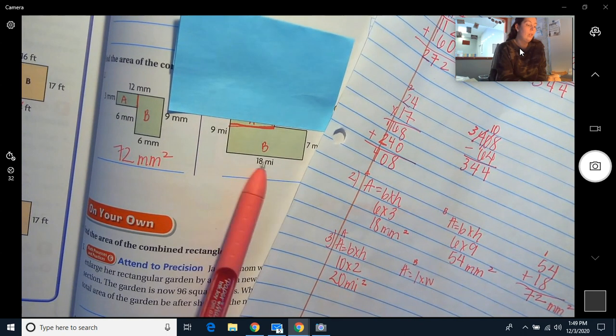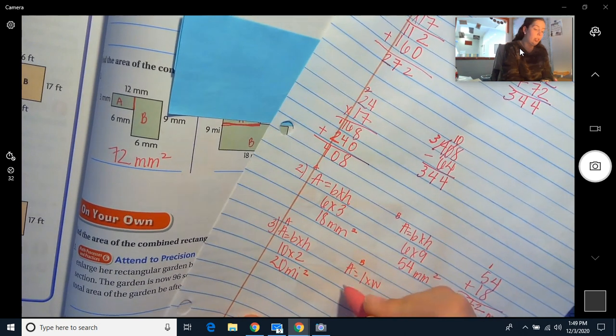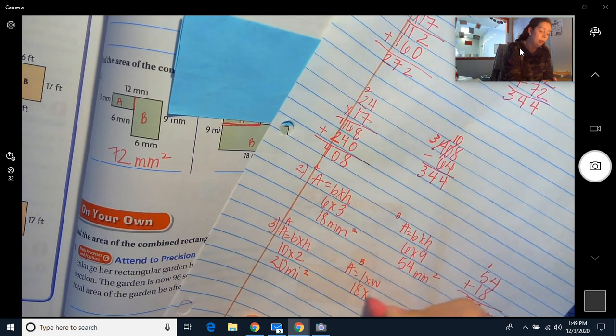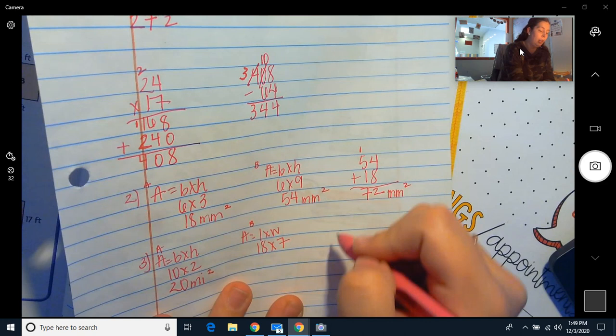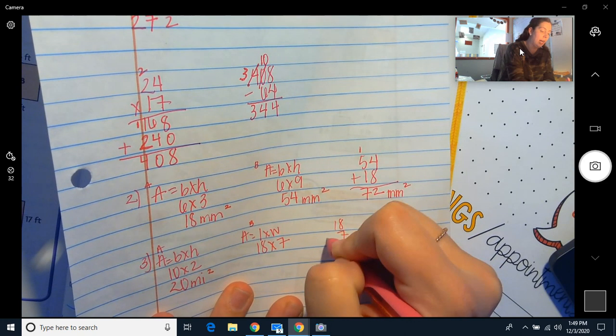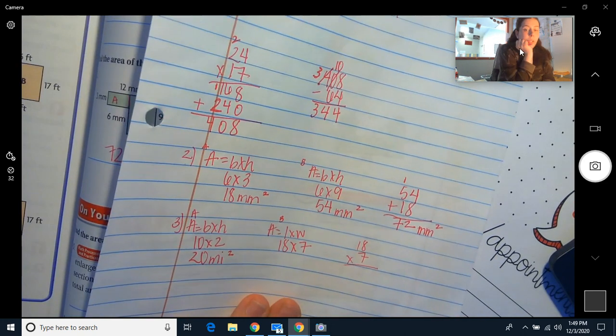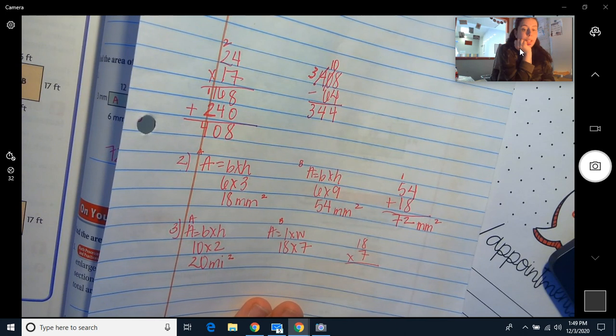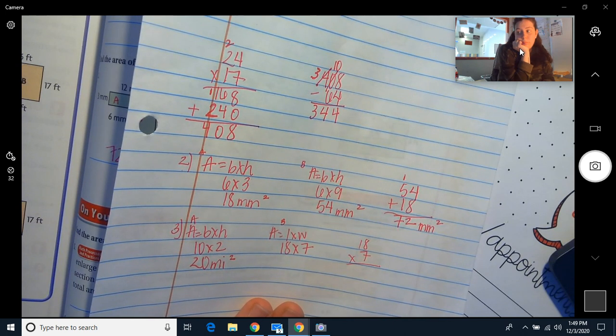Okay. I'm taking 7 times 18. You're going to work on this one as well. You don't know how to do that math? Write it off to the side so you can keep track. Okay, so you're going to work and figure out the math to that one really quick.